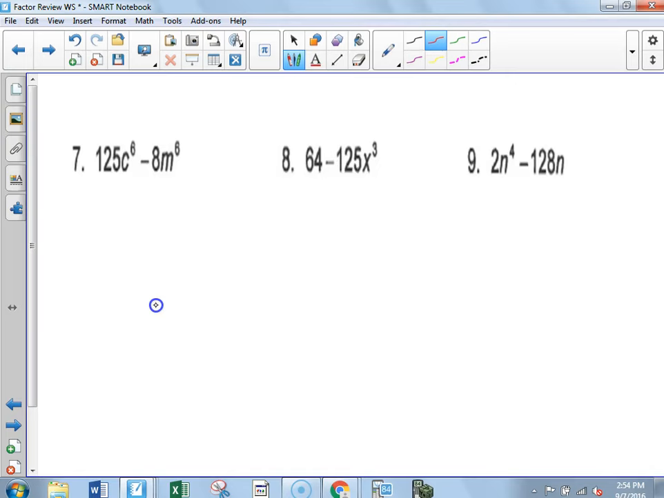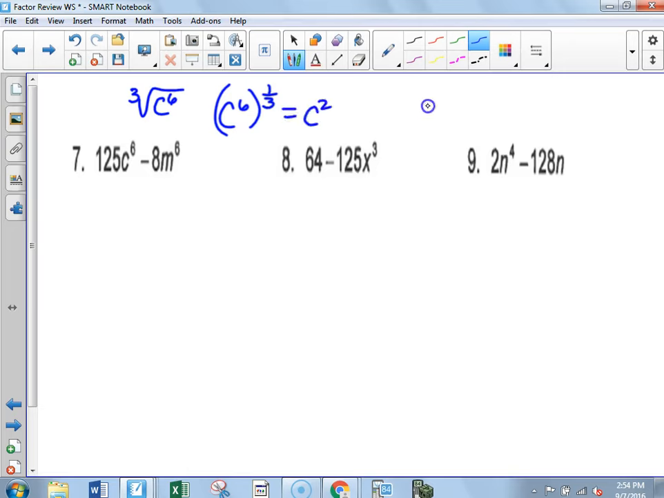Let's do number 7. That looks just evil, doesn't it? These are all perfect cubes. What would be the cube root of c to the 6th? Do you guys remember this? That cube root means to the 1/3 power. So it is going to be c squared. It should make sense that c squared times c squared times c squared, which is c squared cubed, gets you back to c to the 6th. Yes, all that's tying together in your little brain.